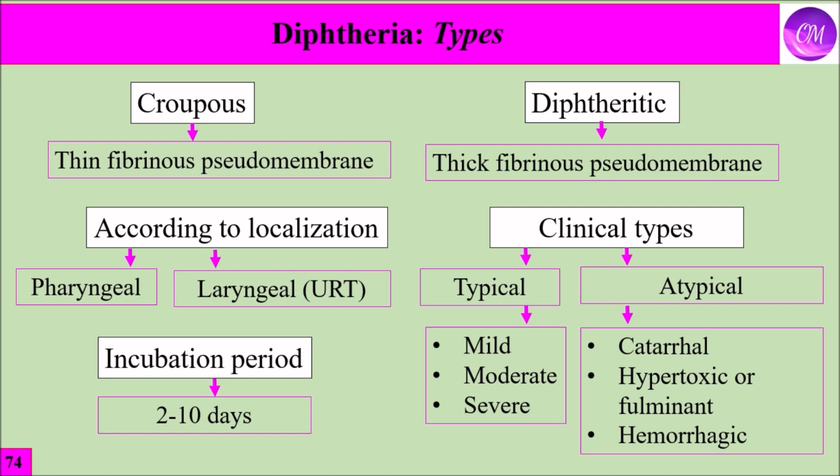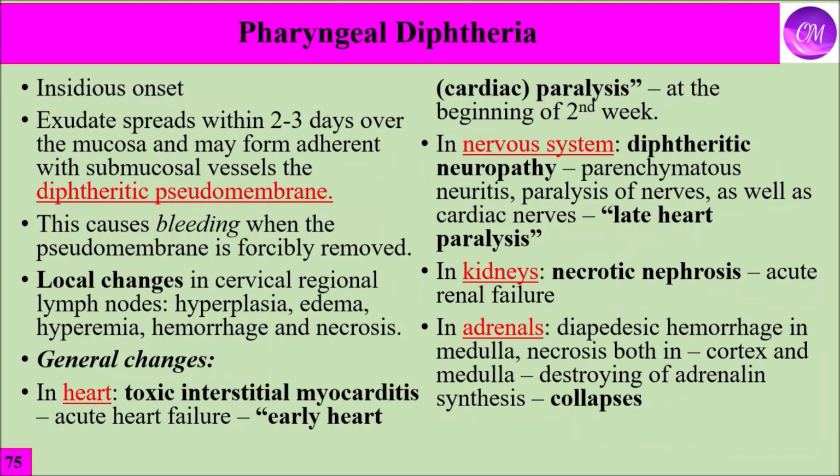There are typical and atypical clinical types. The typical types have three forms, mild, moderate, and severe, and atypical types include the catarrhal, hypotoxic or fulminant, and hemorrhagic. The pharyngeal diphtheria has an insidious onset. The exudate spreads within 2 to 3 days over the mucosa and may form adherent, with submucosal vessels, the diphtheritic pseudomembrane. This causes bleeding when the pseudomembrane is forcibly removed.